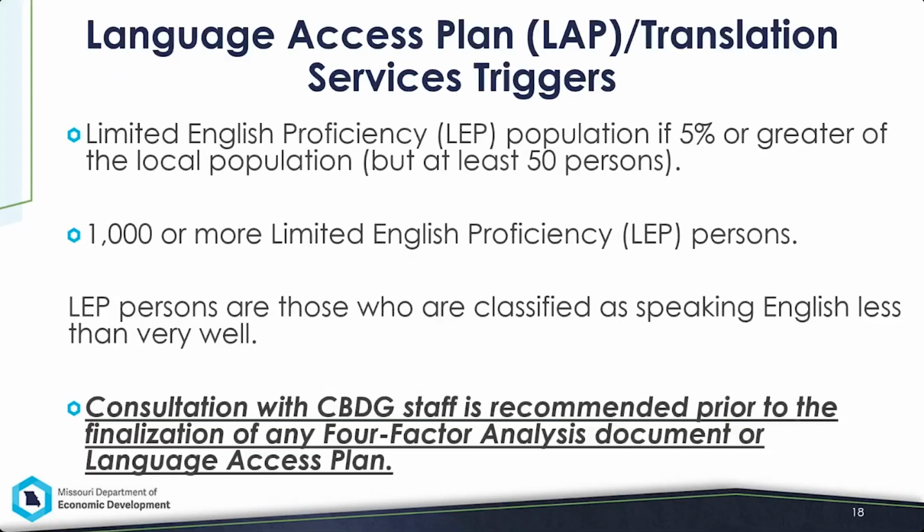A language access plan, or LAP, is triggered under two conditions. First, if your LEP population is 5% or greater of the local population, or at least 50 people. And second, if there are 1,000 or more LEP persons in your area. LEP persons are those who speak English less than very well. Again, it's highly recommended that you consult with your CDBG staff before finalizing any four-factor analysis or LEP plan.